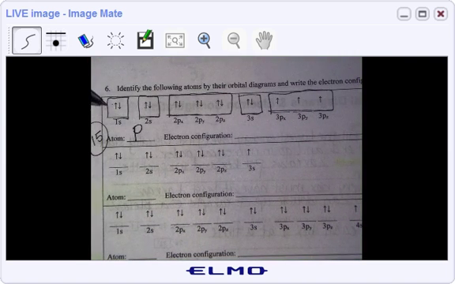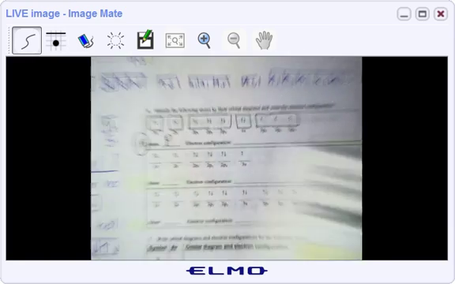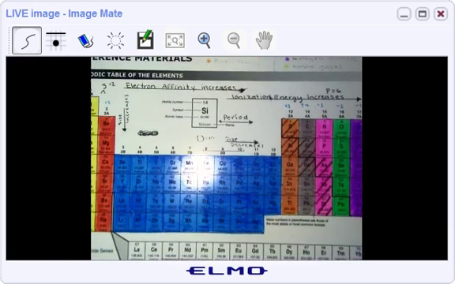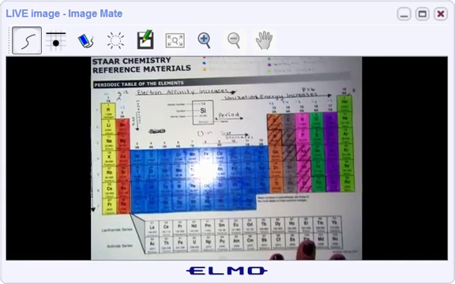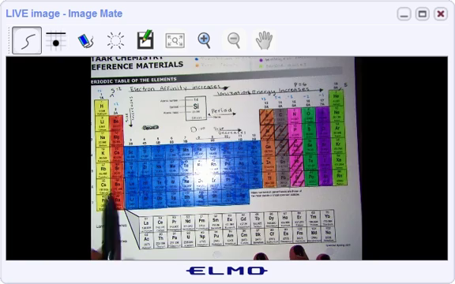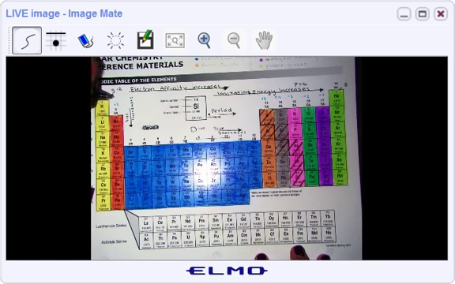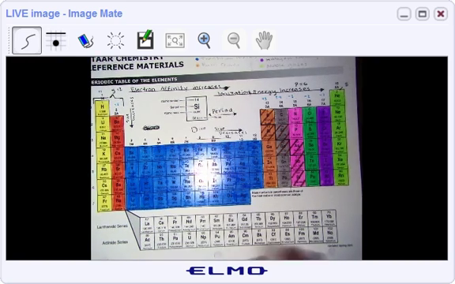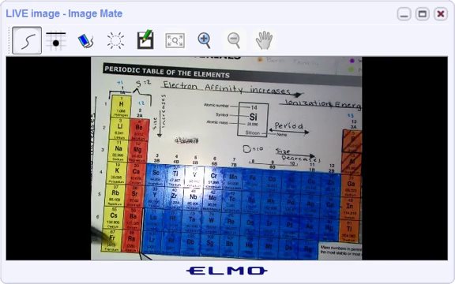So the orbital diagram is already done for us, but it's up to us to figure out the electron configuration. Let's organize your periodic table if you have not already done so. Something that you need to have written on your periodic table is that these first two boxes are S. You see, right? S. So these first two boxes are the S energy level.